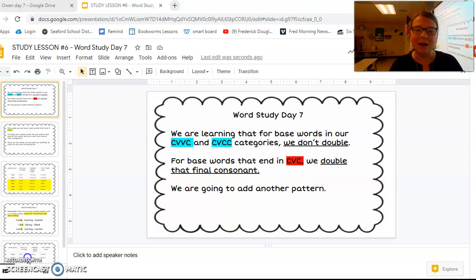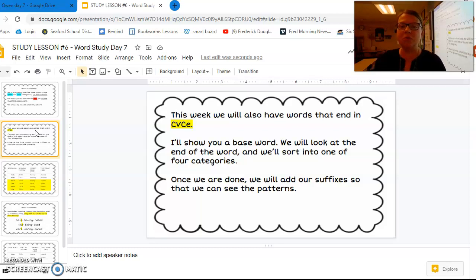Hi guys! We're learning that for the base words in our CVVC and CVCC categories, we do not double before we add our suffix ed or ing. For the base words that end in the CVC pattern, we need to double the final consonant. And then yesterday we learned about a new pattern that was called CVCE, consonant, vowel, consonant, E.